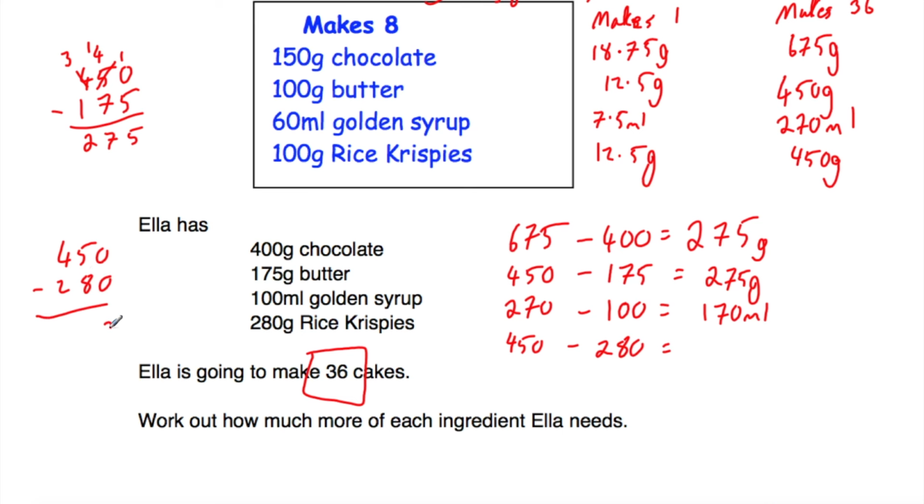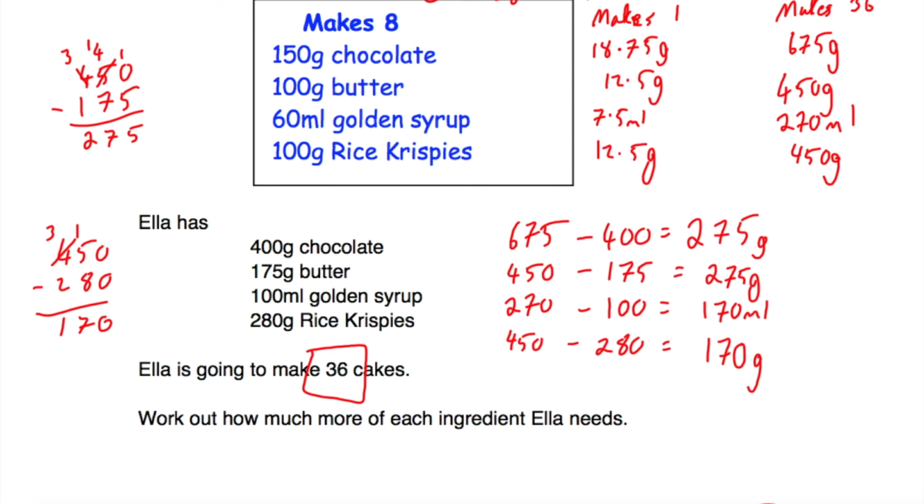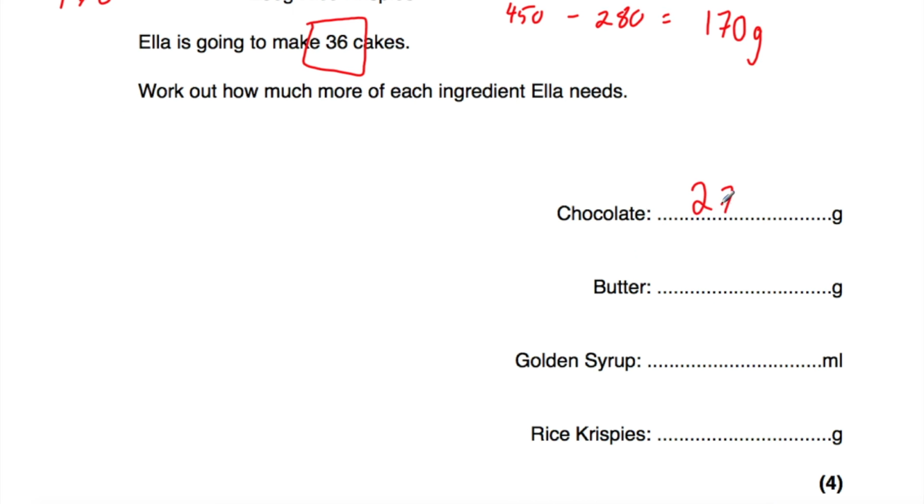0 take away 0 is 0. 5 take away 8, let's borrow, so that's now a 3 and a 15. 15 take away 8 is 7, and 3 take away 2 is equal to 1. So she needs another 170 grams of Rice Krispies. So let's write that down. So she needs another 275 grams of chocolate, another 275 grams of butter, 170 milliliters more golden syrup, and another 170 grams of Rice Krispies. And that's it.